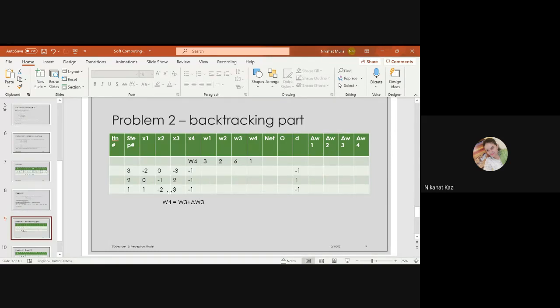So how do we do that? We will just reuse our equations. We'll rearrange the terms in our equations to get the delta W values. So we know that W4 is equal to W3 plus delta W3. This is how we write the equation of weight update. We have W4 with us. What is W3? We rearrange this equation. W3 will be W4 minus delta W3. We can compute W3 by reusing this equation.